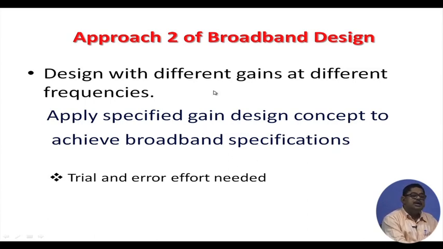Another approach is, instead of conjugate matching, you design with different gains at different frequencies, and for that you apply whatever we have discussed in the specified gain design concept: draw the specified gain or any constant gain circle at that frequency and try to have the matching circuits for that. If you want to do it over a band, you cannot do it for all possible frequencies. So, you select various frequencies in that band, do the design there, and finally with trial and error have some balance. Some trial and error effort is needed, but people also do it. We will also see an example of this in the examples.